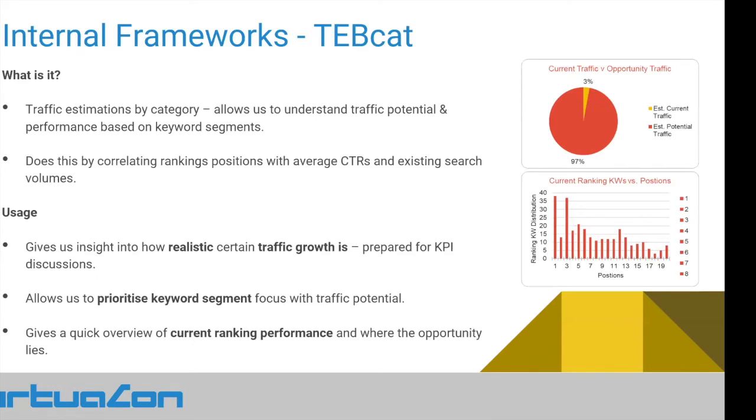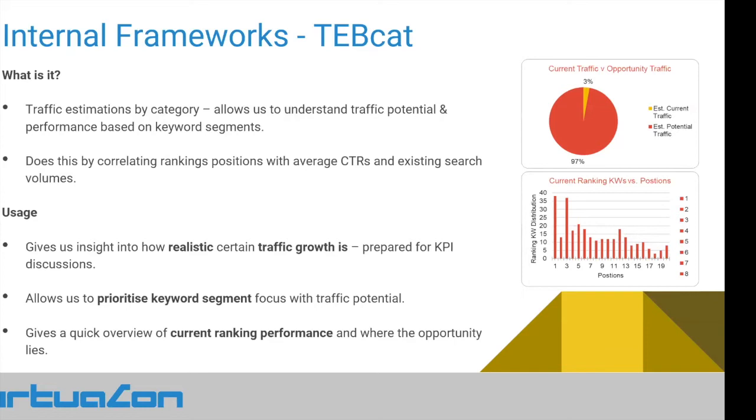One of the internal frameworks that Dan's built, which has been extremely useful, is something called TEBcat. This stands for Traffic Estimations by Category. What this basically does is allow us to understand traffic potential and also understand performance based on keyword segments. The way it does this is it correlates current ranking positions of a website, aligns that with average click-through rates, and then correlates that further with existing search volumes of those phrases.